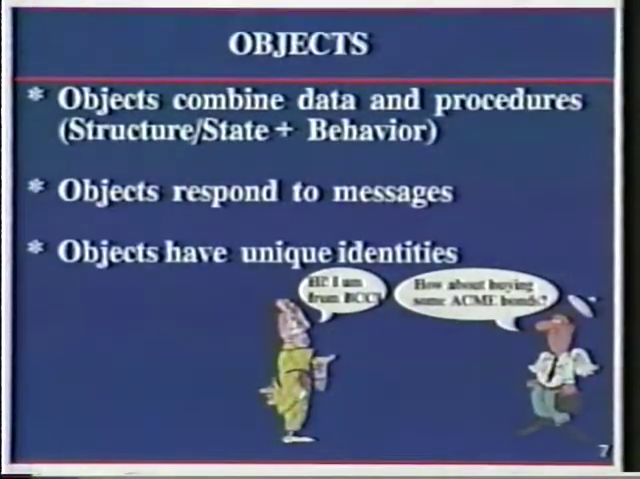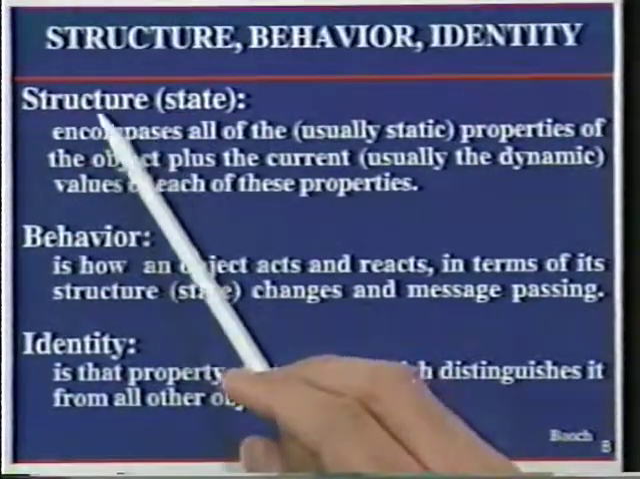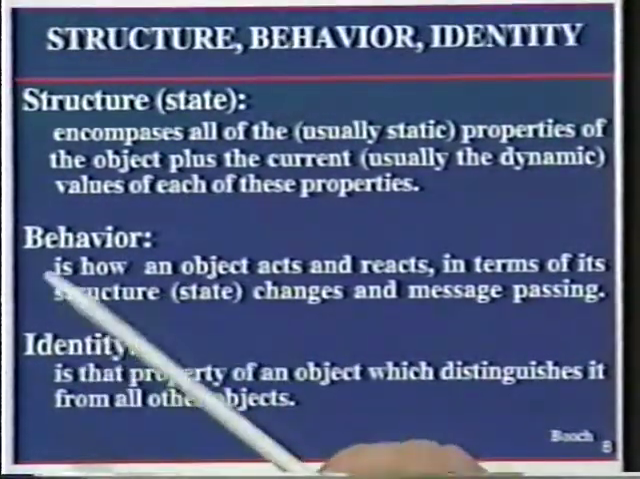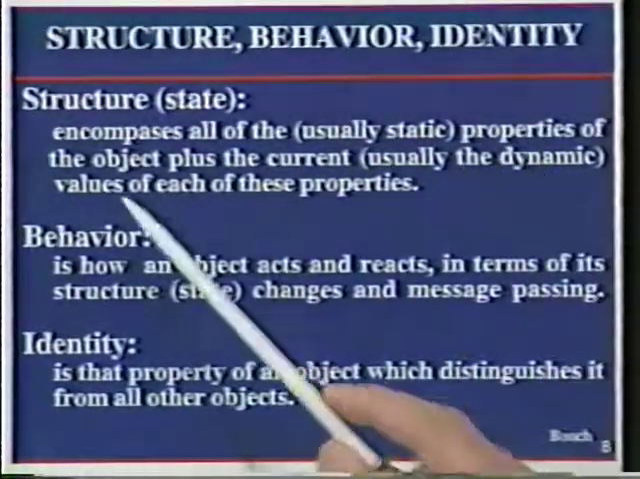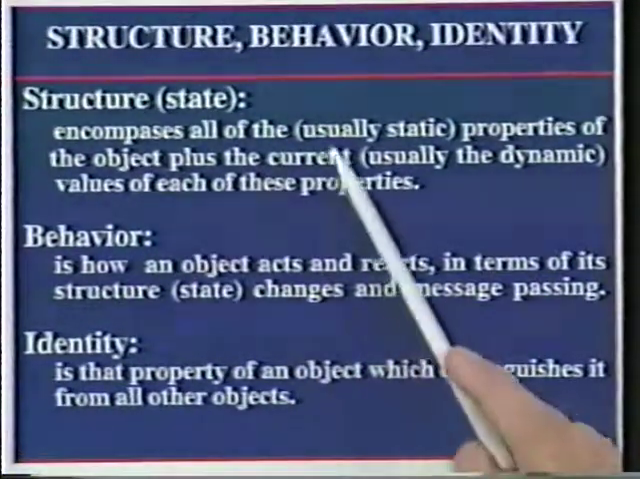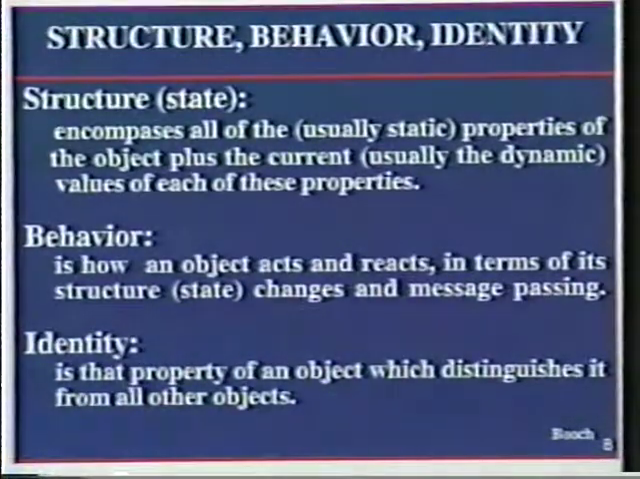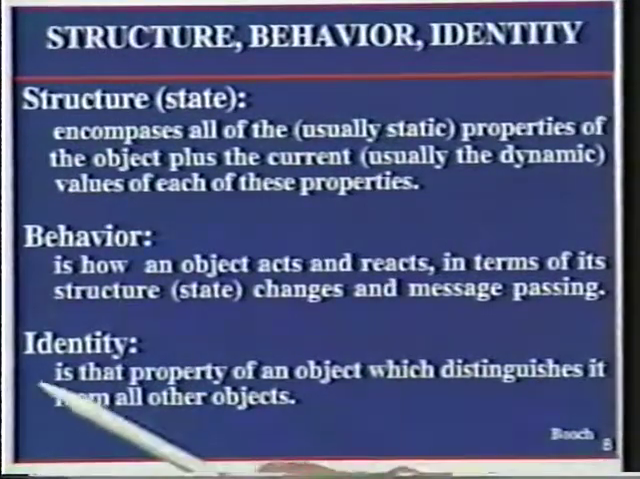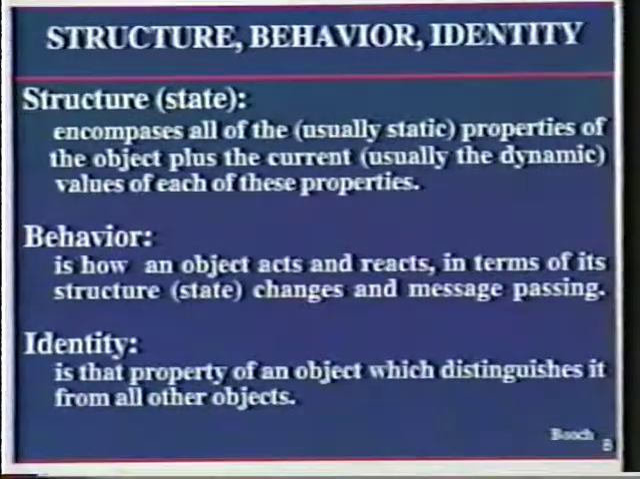So to summarize about objects, objects have structure, behavior, and identity, where the structure encompasses all of the properties of the object plus the current dynamic values of each of these properties. And the behavior tells you how an object acts and reacts in terms of the structural changes and message passing. Identity is that property of an object which distinguishes it from other objects.